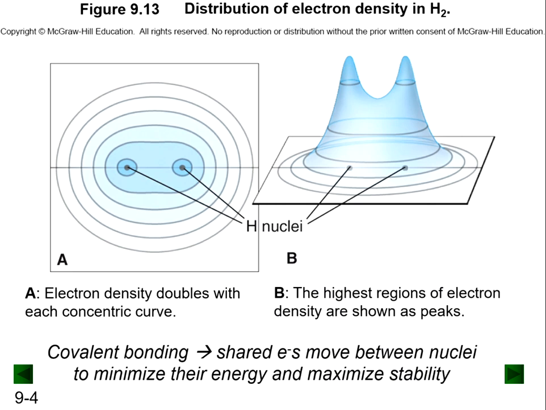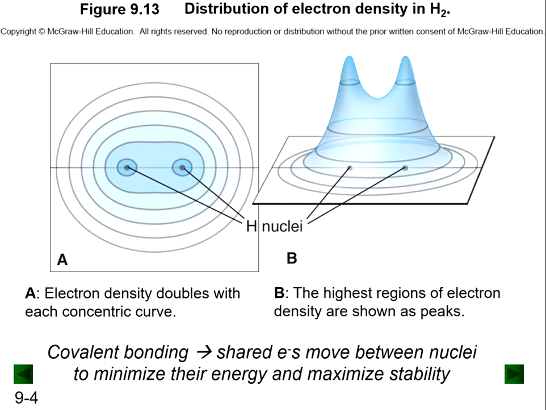So now let's look at the hydrogen molecule, and the hydrogen molecule we're looking at is in its ground state. Let's look at panel A first. The dark spots in the center represent the hydrogen nuclei, and the concentric ellipses represent electron densities at constant density around the two nuclei. You can see the darker regions are areas where there's higher electron density, and the lighter regions are where there's less electron density. There's the highest electron density around each nucleus, but there's also substantial electron density between the two nuclei.